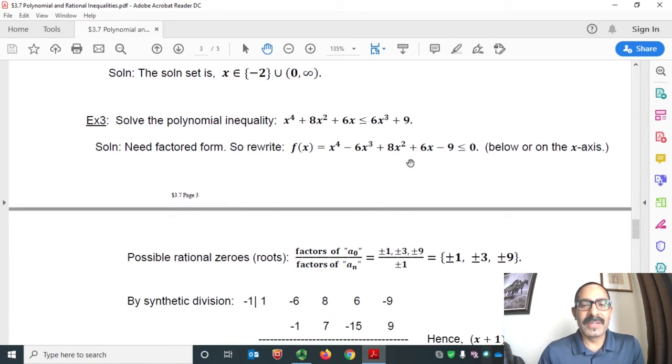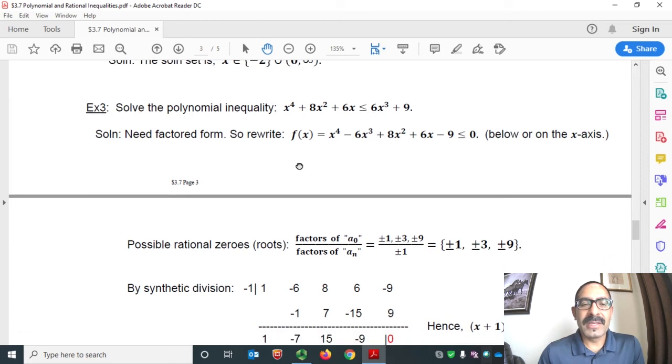Solve the polynomial inequality. The given polynomial inequality is x to the power 4 plus 8x squared plus 6x less than or equal to 6x cubed plus 9. Now let's begin the solution. We need the polynomial in factored form. So first let's rewrite this polynomial in standard form, that means in decreasing order. Bring the right-hand side to the left side and write f(x) equals x to the power 4 minus 6x cubed plus 8x squared plus 6x minus 9, less than or equal to 0.